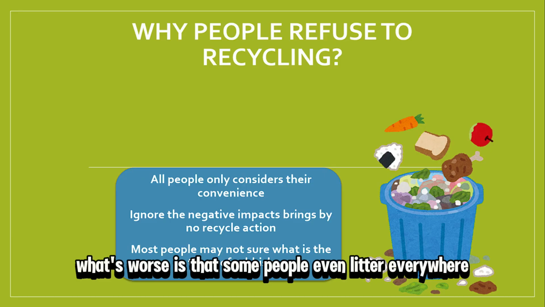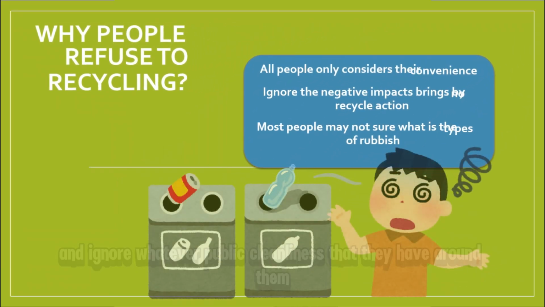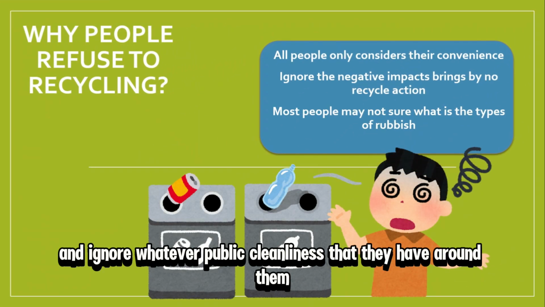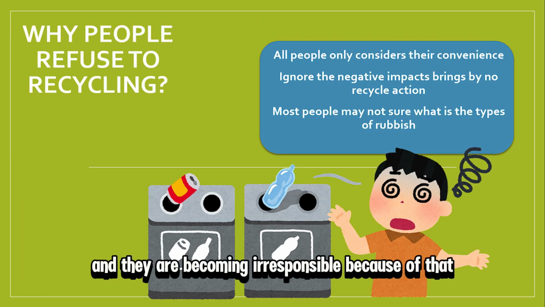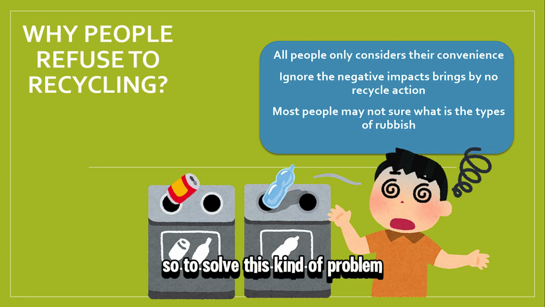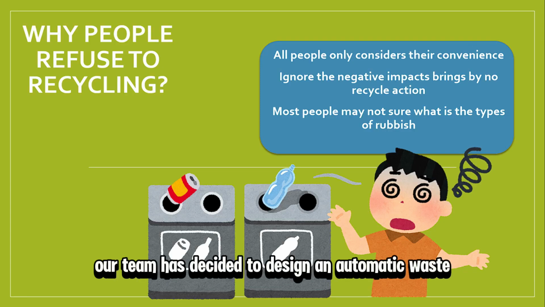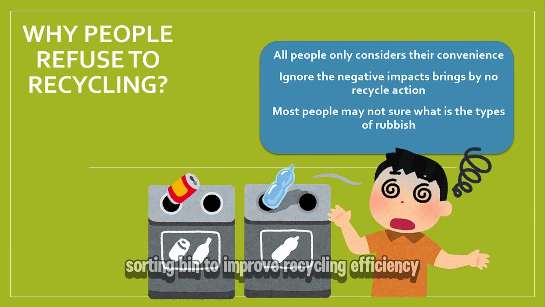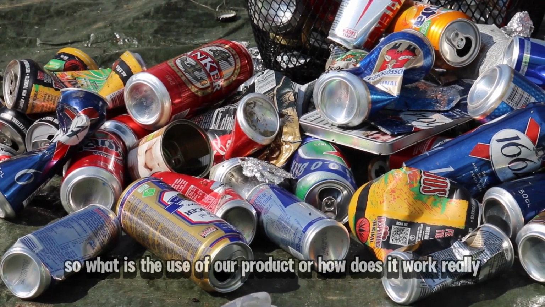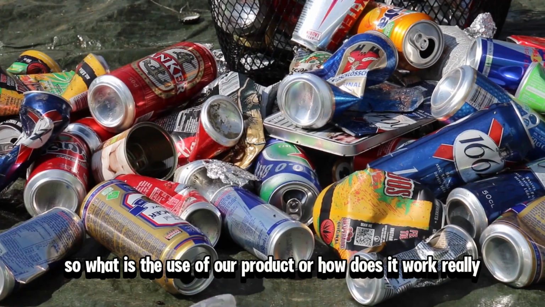What's worse is that some people even litter everywhere and ignore whatever public cleanliness they have around them, and they are becoming irresponsible because of that. So to solve this kind of problem, our team has decided to design an automatic waste sorting bin to improve recycling efficiency. So what is the use of our product?